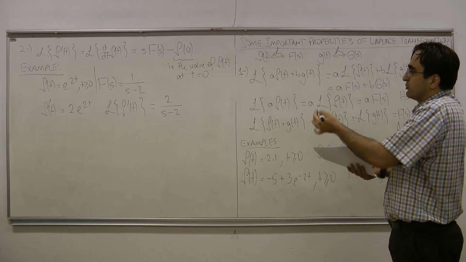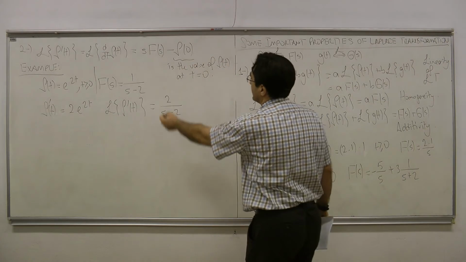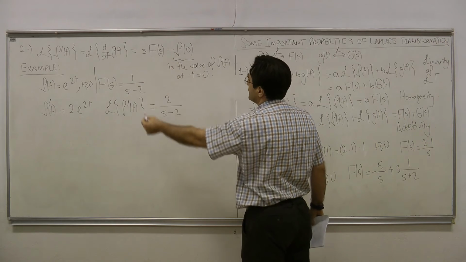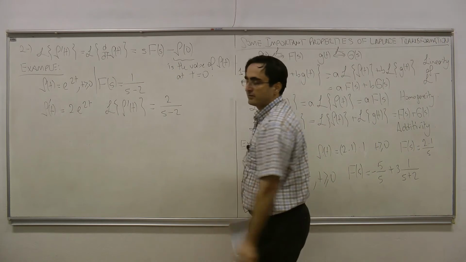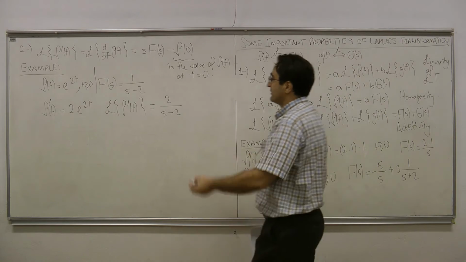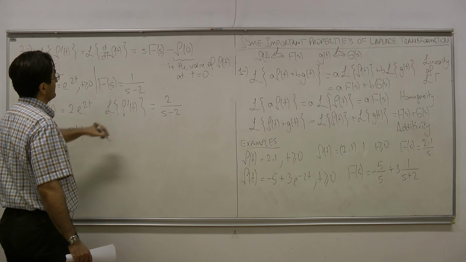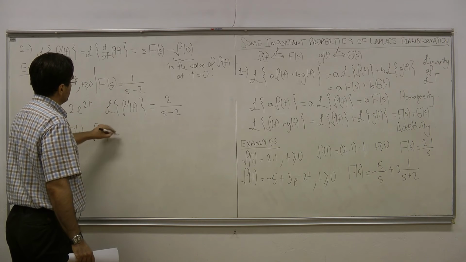But here, just in order to understand, I will also use the derivative property, to show how it can be used to obtain the same result. Okay? So now let us write s times F of s minus f of 0.